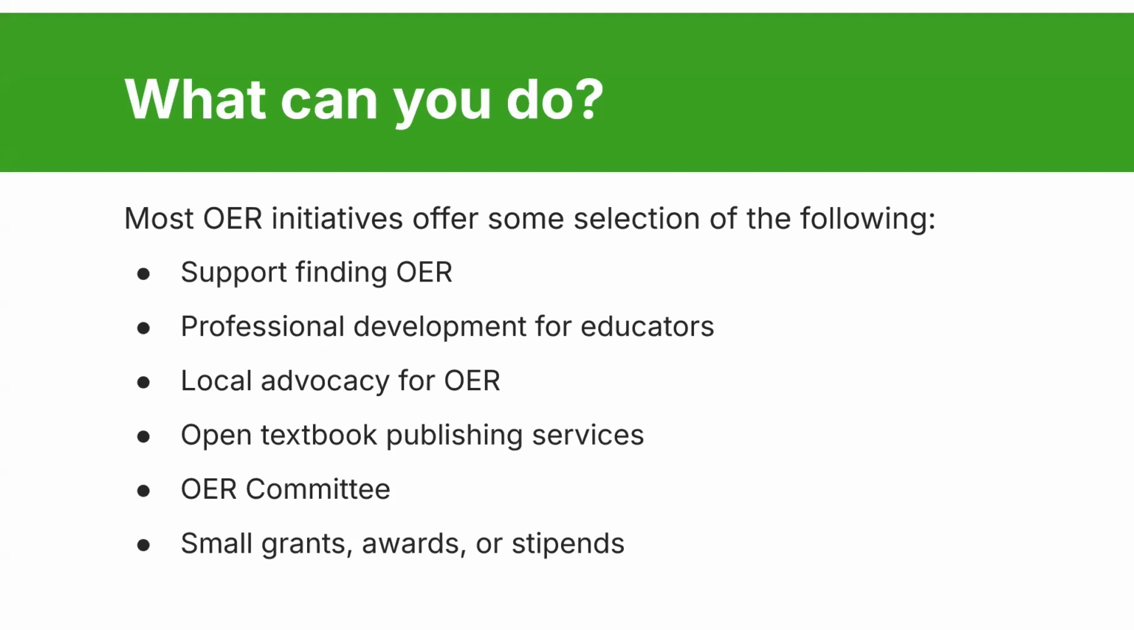Hey, it's really hard to find this stuff sometimes. You've got to know where to look. And luckily, as librarians, we have a lot that we can help with that. You can provide professional development support, local advocacy, open textbook publishing services, run an OER committee, or offer small grants, awards, or stipends. These are just a few examples, and I'm going to go over a couple of them as we go through this on how you might get started and what you might offer in this realm.